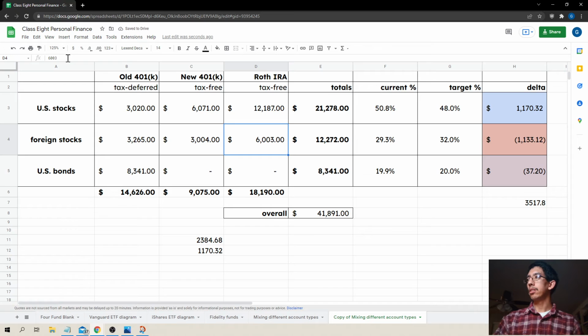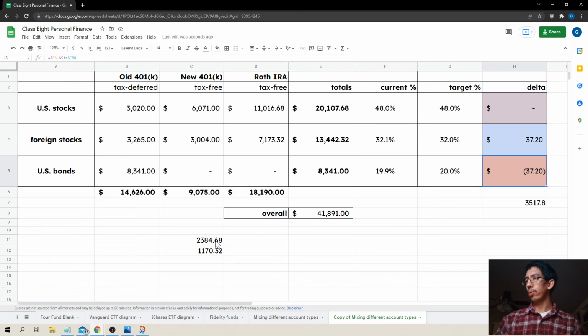Just going to work this out in my head. So I'm going to put 6,003 here, and I'm just going to add that differential right there, 1,170.32. And then we are going to reduce the amount that we add to US stocks, 2,384.68. So now we're almost completely balanced. This is pretty nice. 3,720 isn't even that much to worry about.